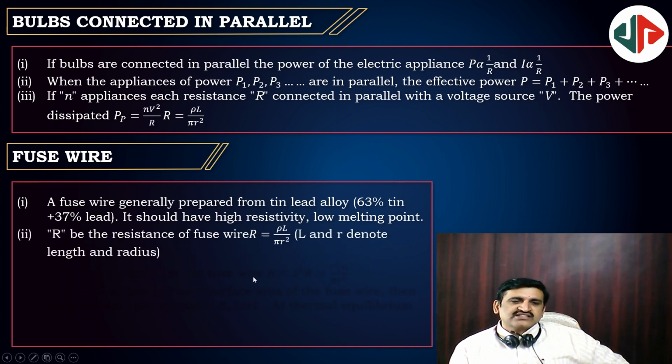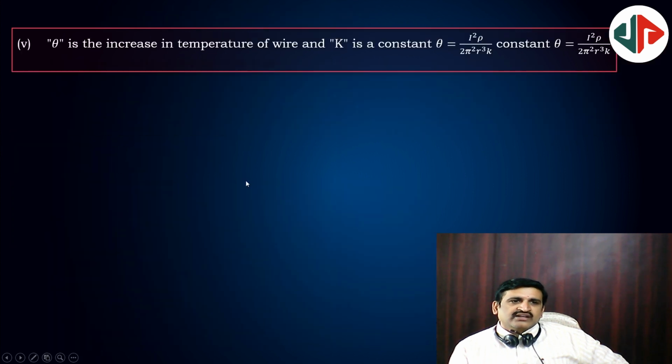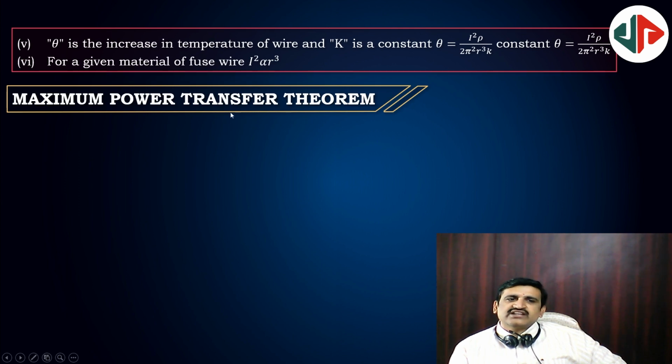Let R be the resistance of the fuse wire, R is equal to rho L/(pi R squared). And the heat produced in the fuse wire, H equal to I squared R. Theta is the increase in temperature of the wire, and K is a constant. Theta is equal to I squared rho / (2 pi squared R cubed K). Whenever needed, you can use it. For a given material of the fuse wire, I squared is proportional to R cubed.